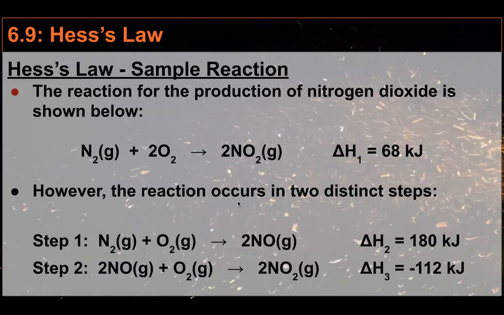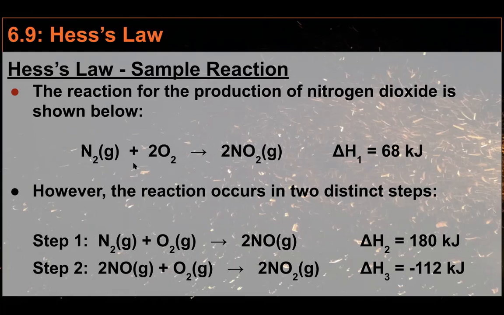So let's take a look at what we mean here. The production of nitrogen dioxide, which we have here, N2 plus 2O2 yields 2NO2, has an overall enthalpy change of 68 kilojoules. So this is positive. That should tell us that it is endothermic, so it requires an input of energy.